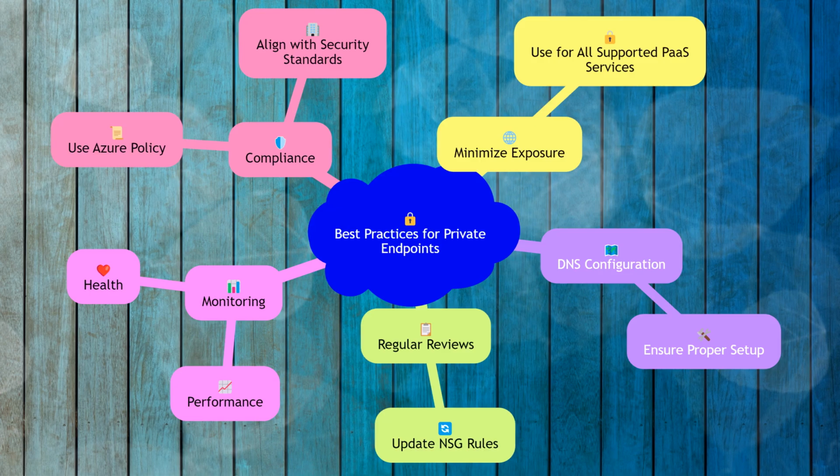To get the most out of private endpoints, it's important to follow best practices. These include using private endpoints for all supported PaaS services to minimize exposure to the public internet, regularly reviewing and updating NSG rules, and ensuring proper DNS configuration. Additionally, you should monitor the performance and health of your private endpoints and use Azure Policy to enforce compliance with your organization's security standards. Following these best practices helps you maintain a secure and efficient cloud environment.